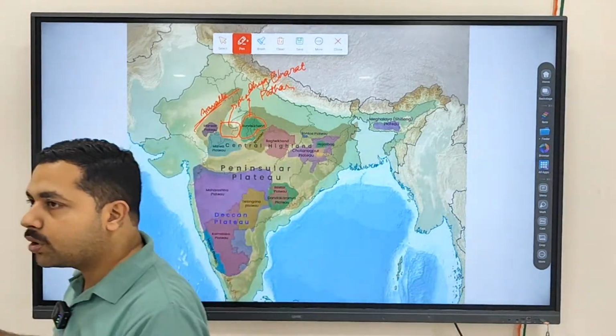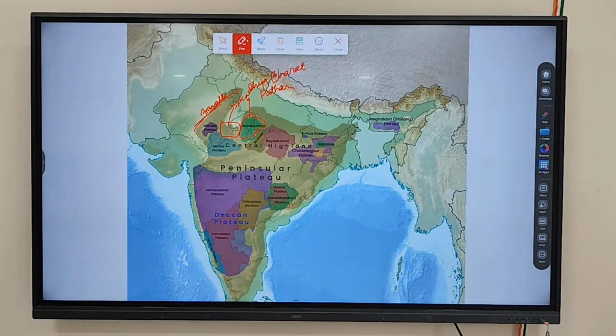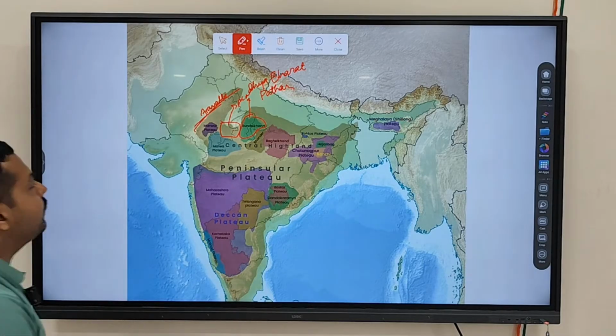These are making up your North Central Highland. So the North Central Highland is divided into 3 major parts. One is Aravallis, the second is Madhya Bharat Pathar, and the third is the Bundelkhand region. Clear? Now Aravallis is extending from where to where?